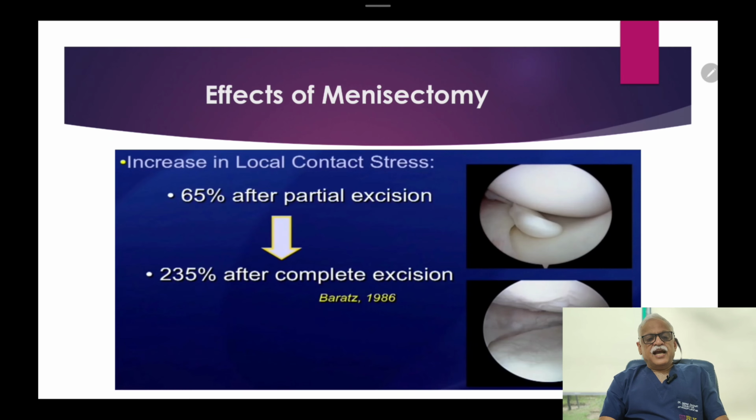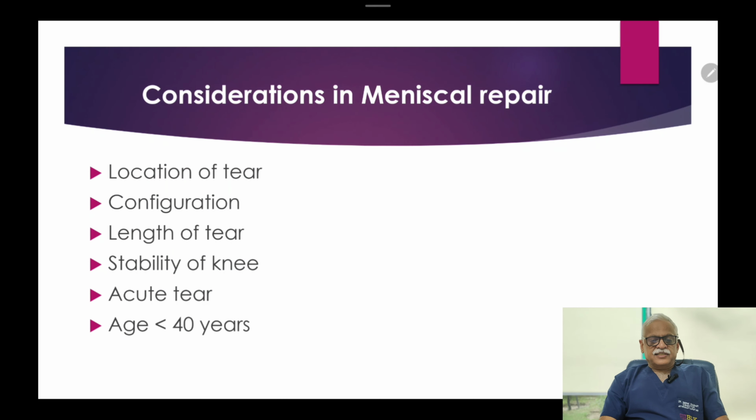So for these reasons, and to prevent osteoarthritis, it is very important that an attempt should be made to repair the meniscus wherever possible. The considerations you must weigh before undertaking a meniscal repair are the location of the tear. The tears in the red zone are better amenable to repair. The configuration: the longitudinal tears and the bucket handle tears heal better. The length of the tear: the shorter the tear, the better the healing. And how much stability the meniscus provides to the knee joint, whether the tear is acute, and the age of the patient. All these factors contribute to the healing process in meniscal repair.